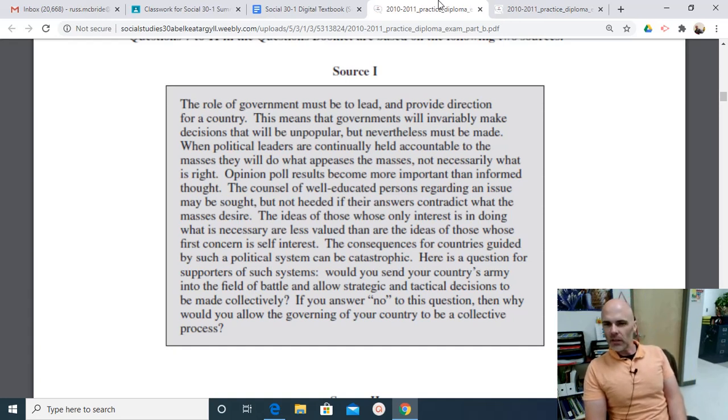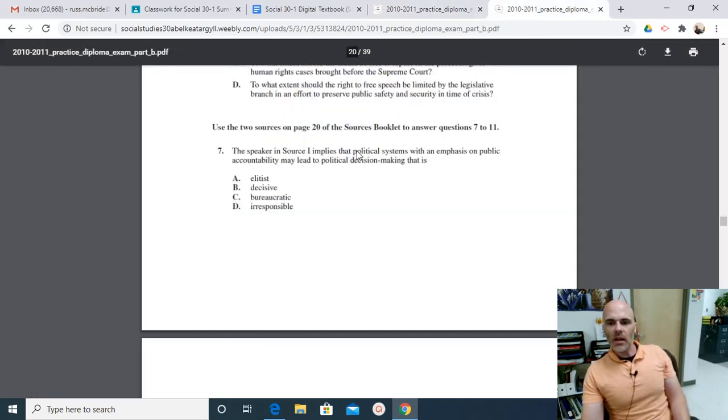Okay? When political leaders are continually held accountable to the masses, this is the question, public accountability, right? When political leaders are continually held accountable to the masses, they will do what appeases the masses, not necessarily what is right. The speaker implies that political systems with an emphasis on public accountability may lead to political decision making that is wrong, right? They're going to do what is popular, not what is right. The only word here that kind of looks like wrong might be irresponsible.